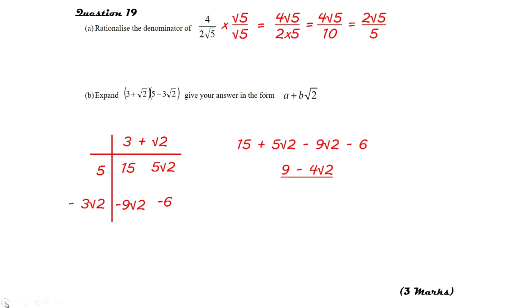Sometimes the exam question will play a bit of a trick on you and say, can you tell me what a equals and what b equals? That's absolutely fine. In this case, a would be 9 and b would not be 4, it would be negative 4. You'd have to state the sign as well.